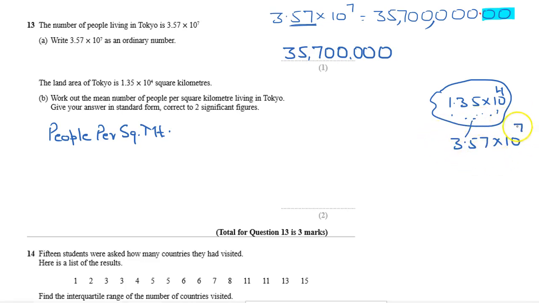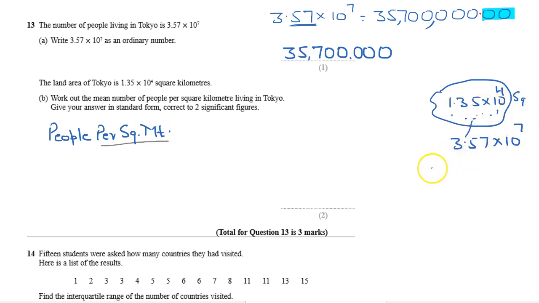Now we have this many people staying in this many square meters. This is square meters. So 3.57 into 10 to the power 7 people are staying in 1.35 into 10 to the power 4 square meters. We have to find per square meter. Per square meter means we have to divide by the square meters.